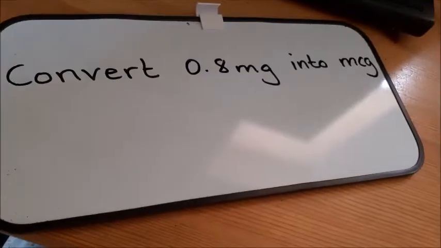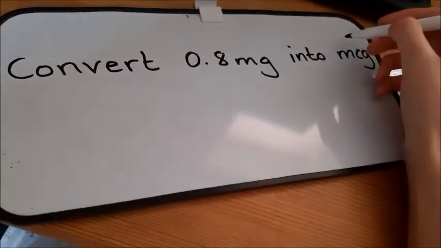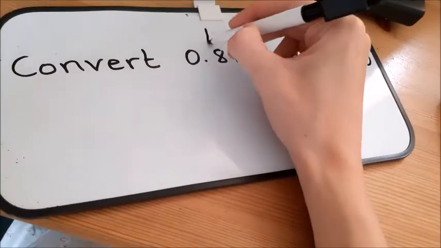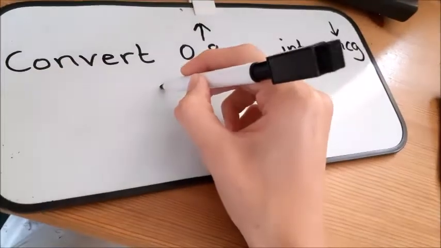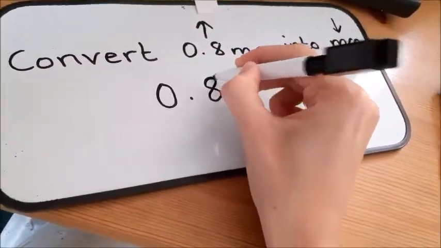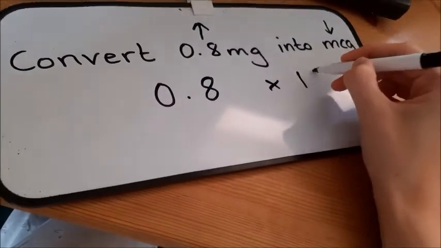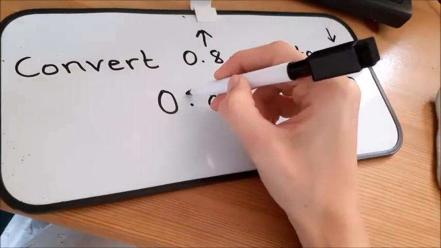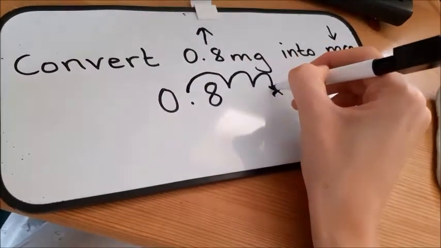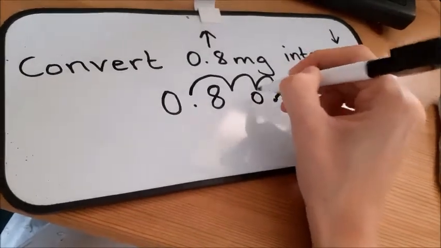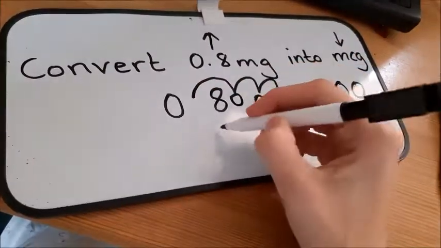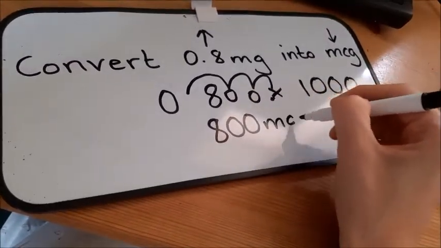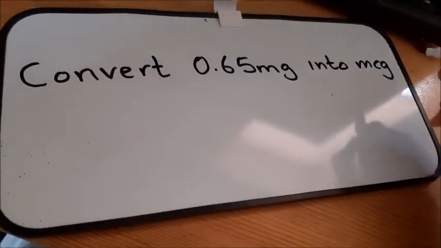Okay, on to milligrams into micrograms. Again, the same rule applies. This is a smaller measurement, so this number is going to become larger. 0.8 times 1,000. So the decimal space is moving 3 spaces to the right. 1, 2, 3. The decimal space is going here. 0, 0. We've moved this decimal space. Okay, so it's 800 micrograms.